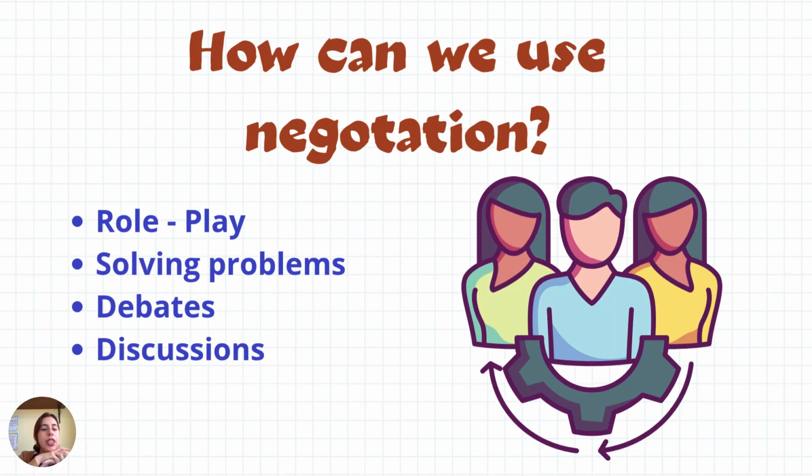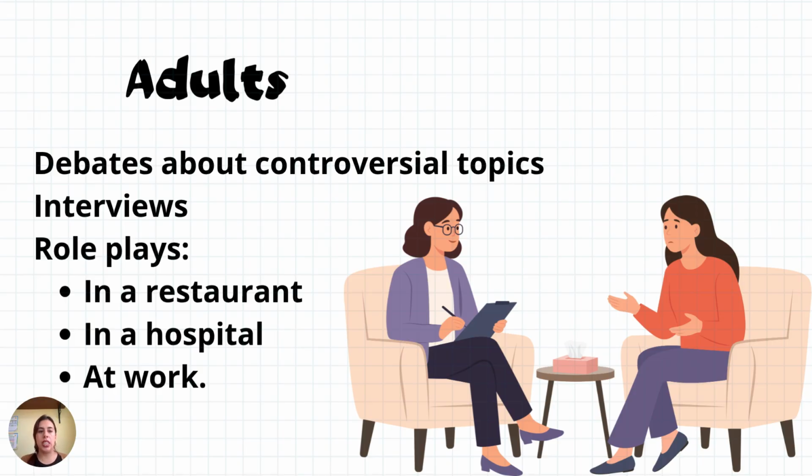So first, how can we use negotiation? As I told you before, we have four different examples, but we are going to split them into two different groups: adults and adolescents. In this case, we have, for example, role plays, solving problems, debates, and discussions. Of course, we are going to split them into different levels, depending on our students.